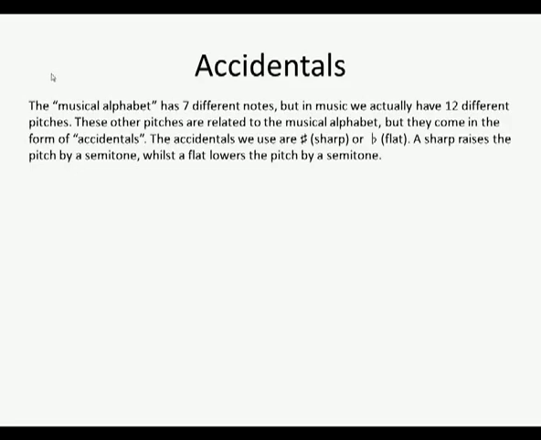Accidentals. As we discussed earlier, the musical alphabet has 7 different notes: A, B, C, D, E, F, and G. But in music, we actually have 12 different pitches. These other pitches are all related to the musical alphabet, but they come in the form of accidentals. The accidentals we use are sharps and flats.